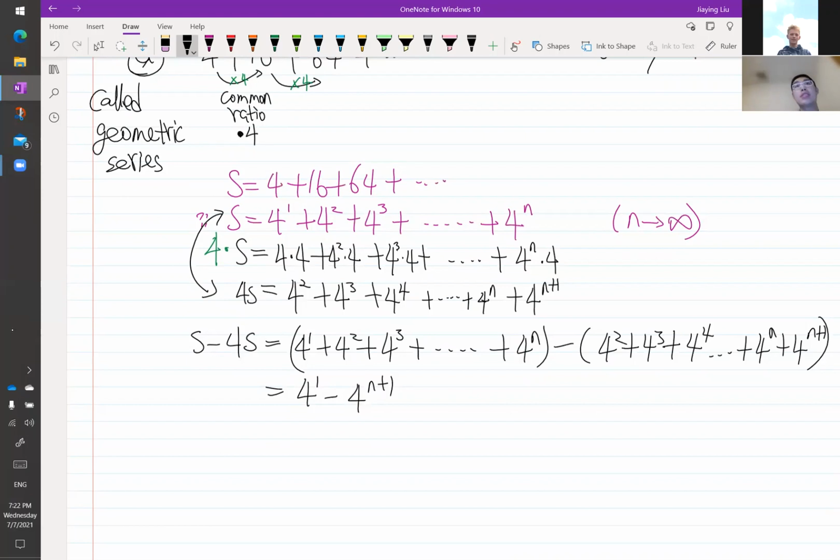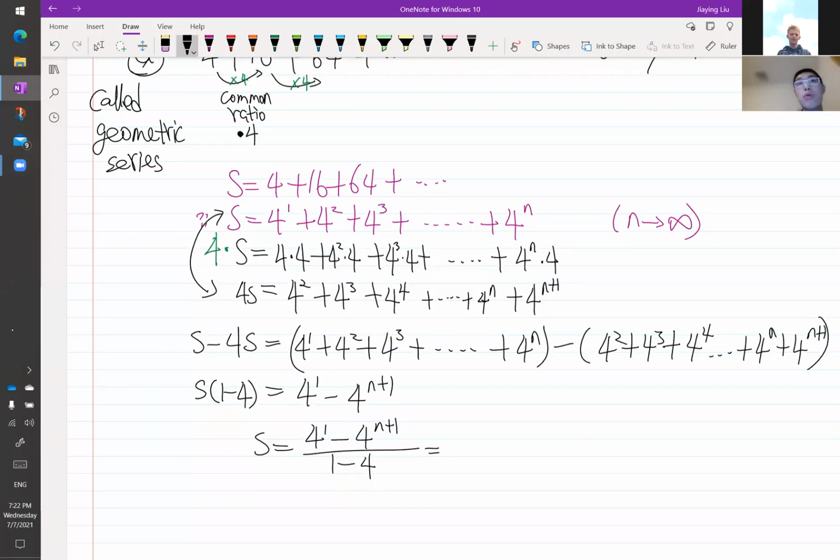Because all other elements are canceled. And then the left side, we can take out S, becomes 1 minus 3. And then we can divide by 1 minus 3, which, sorry, 1 minus 4. We can divide by 1 minus 4. So we get S equals 4 to the first power minus 4 to the n plus 1 divided by 1 minus 4. That's how we get the total sum for geometric series.